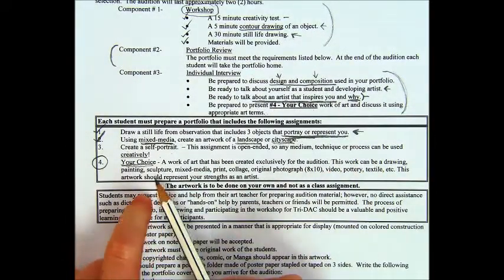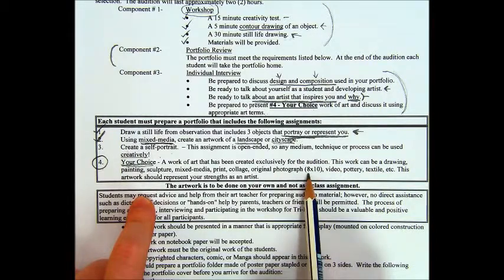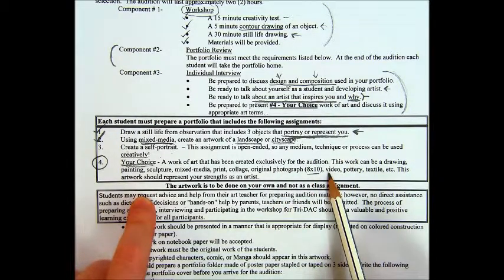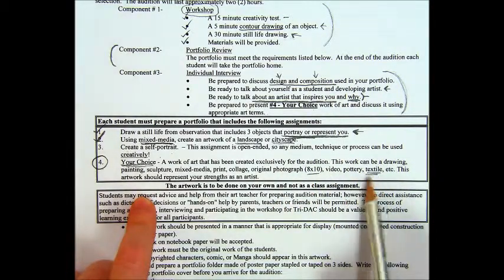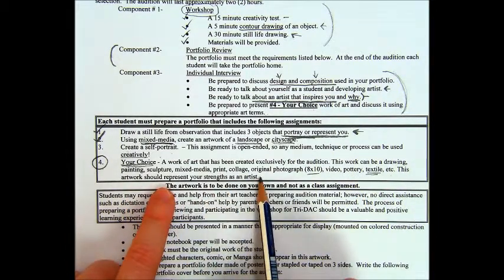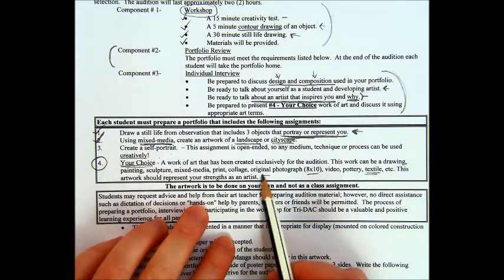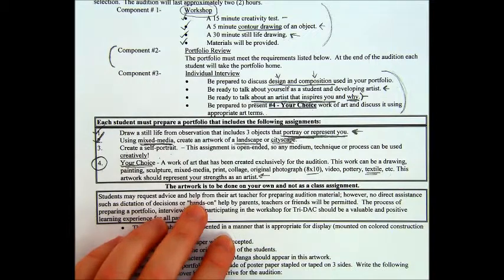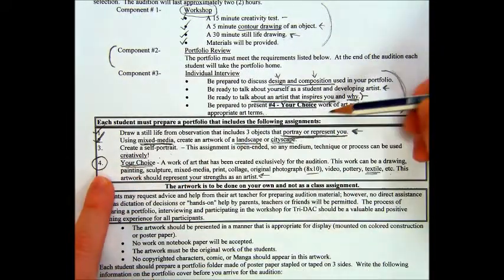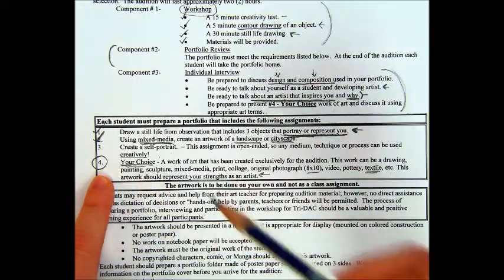This work can be a drawing, painting, sculpture, mixed media. We talked about that up here. A print, a collage, an original photograph, and they give a recommendation on the size there. Video, pottery, textile, that's like a weaving, etc. And this artwork should represent your strengths as an artist. So what are you really good at? What do you really enjoy working with? That's what you want to focus on for this your choice assignment. Because remember, this is the one that during the interview you're going to be talking about. So you can even talk about why you chose what you chose.